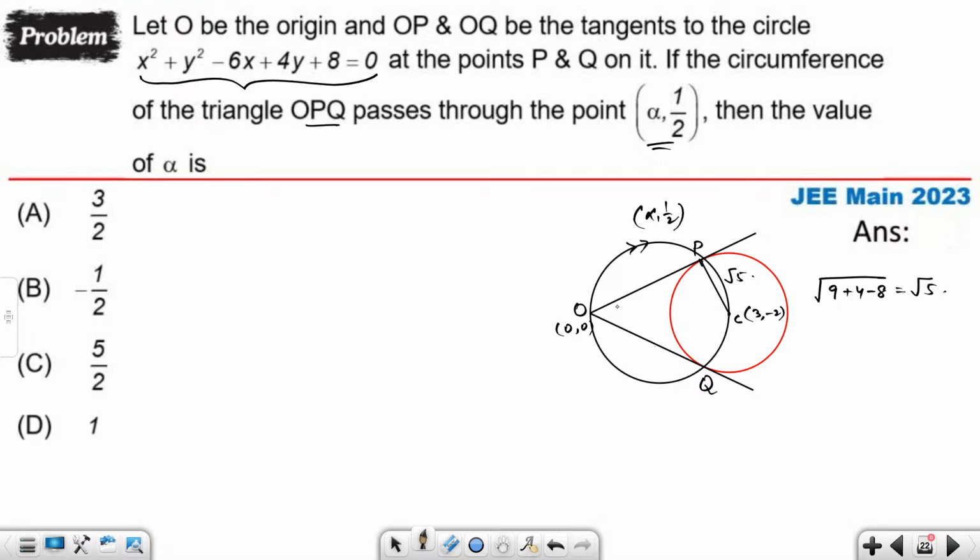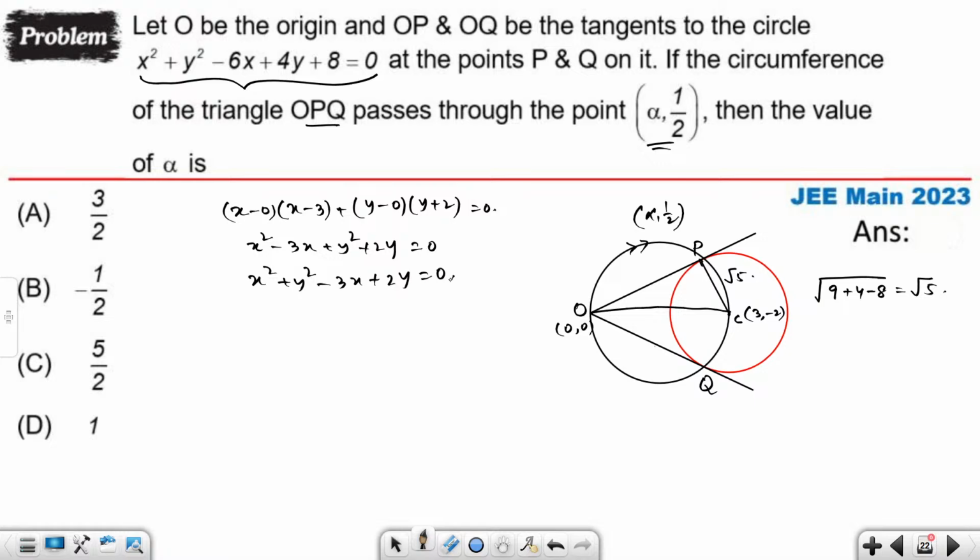Therefore, the equation of this circle will be, your OC will be the diameter. Therefore, the equation will be, by using the diametric form, so we are having x square minus 3x plus y square plus 2y is 0. So x square plus y square minus 3x plus 2y equals to 0. Now see, instantly you got the equation of the circle.